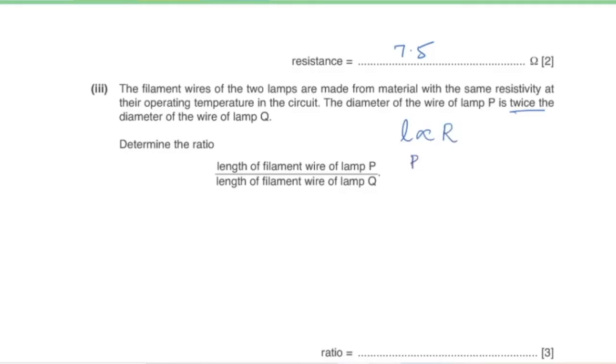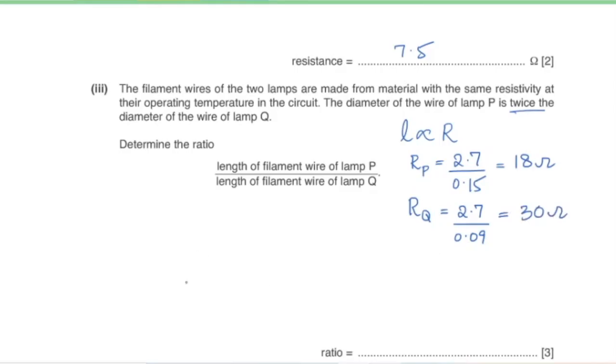So the resistance of lamp P is, when it has a voltage of 2.7 volts across it, it has a current of 0.15 amperes flowing across it, and hence at that point of time it has a resistance of 18 ohms. And now the resistance of lamp Q is going to be equal to, when it has a voltage of 2.7 volts, it has a current of 0.09 amperes flowing across it, and at that point of time lamp Q has a resistance of 30 ohms.